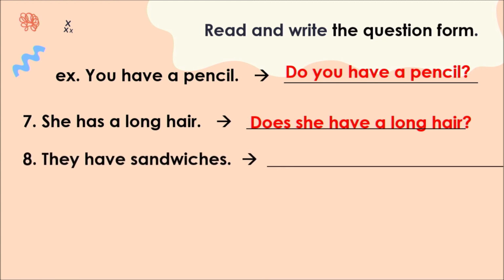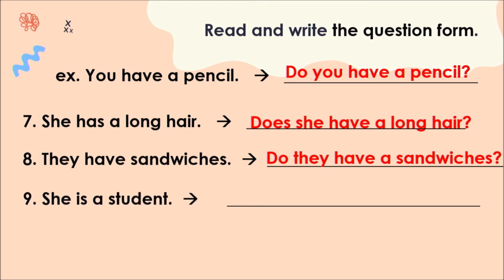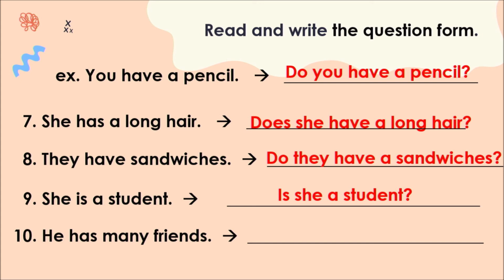Okay. Number 8, they have sandwiches. What would be the question? Our subject is they. Very good. Do they have a sandwiches? We use do. Okay. Number 9, she is a student. Again, kids, our subject is she. What will you use? Very good. Is she a student? Because she's only 1, okay? He has many friends. Oh, what will you use? Does he have many friends?